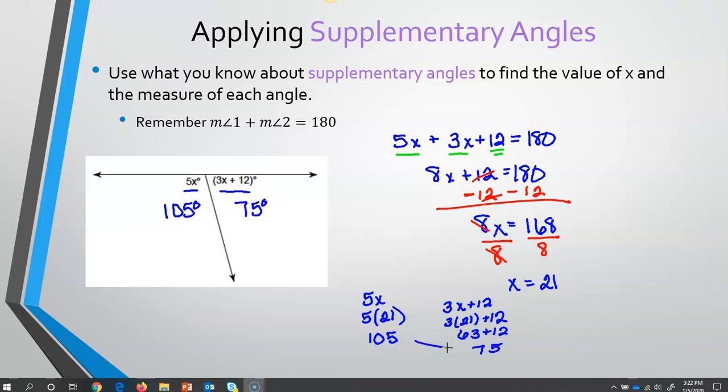And again, I can take those two and I can add them. And does 105 plus 75 equal 180? Yes. So again, I have done my math correctly.